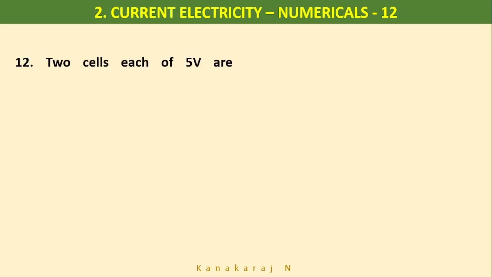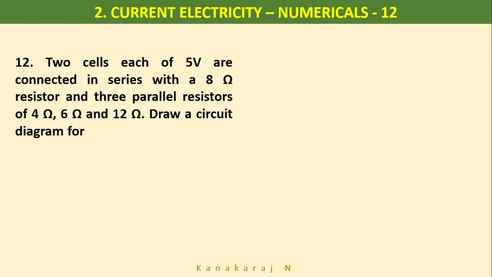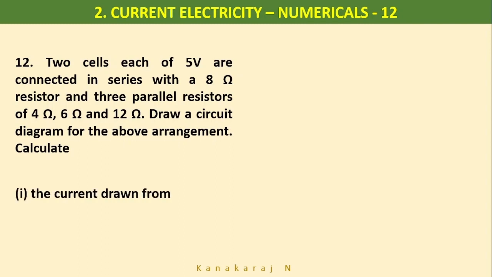Two cells each of 5 volt are connected in series with an 8 ohm resistor and 3 parallel resistors of 4 ohms, 6 ohms and 12 ohms. Draw a circuit diagram for the above arrangement. Calculate 1. The current drawn from the cells. 2. Current through each resistor.